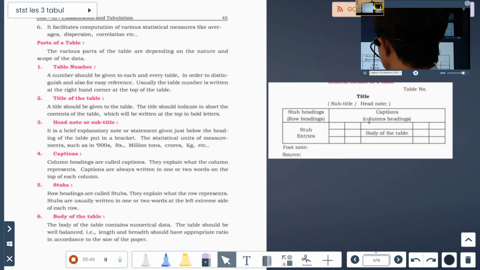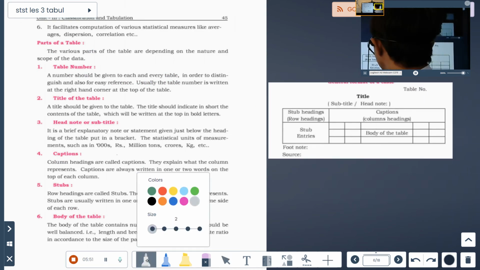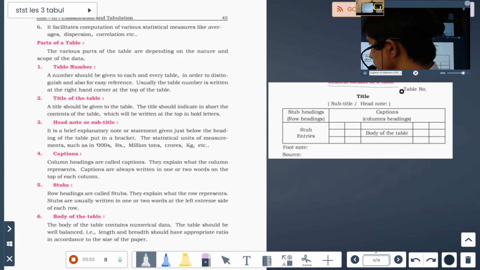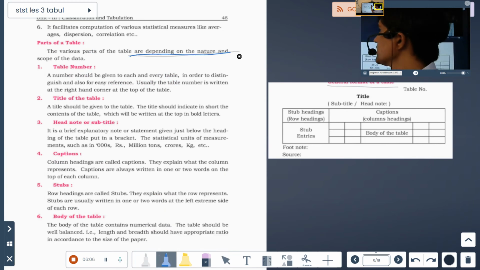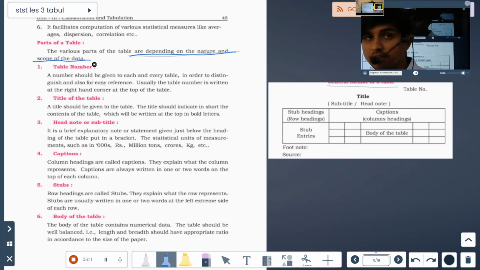Now I am already having it here. So you have here, they have written the general format of the table. I'll read it out for you. It is given there: the various parts of the table are dependent on the nature and scope of the data. Remember, various parts depend. If those many parts are not necessary, they'll not come. So it depends on the nature and the scope. If you need it, then we'll do it. If it's not needed, then it's not necessary.